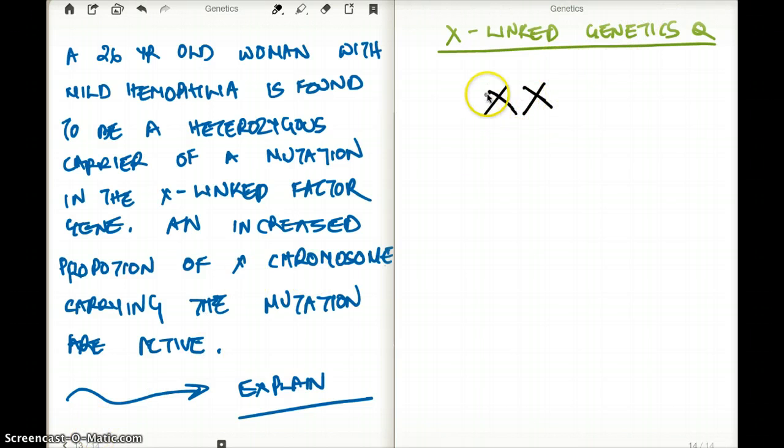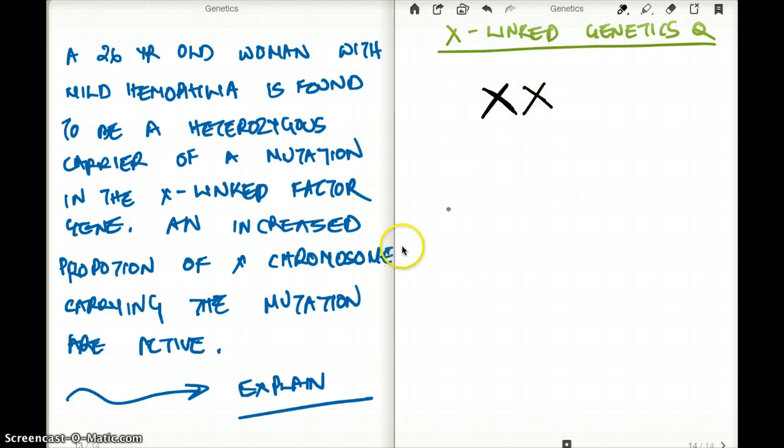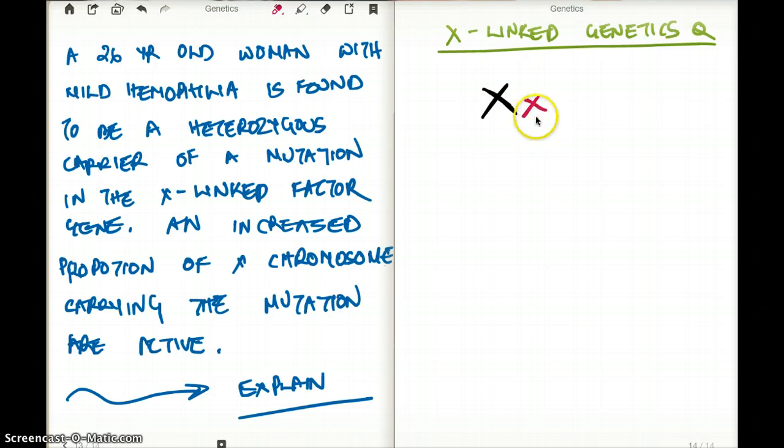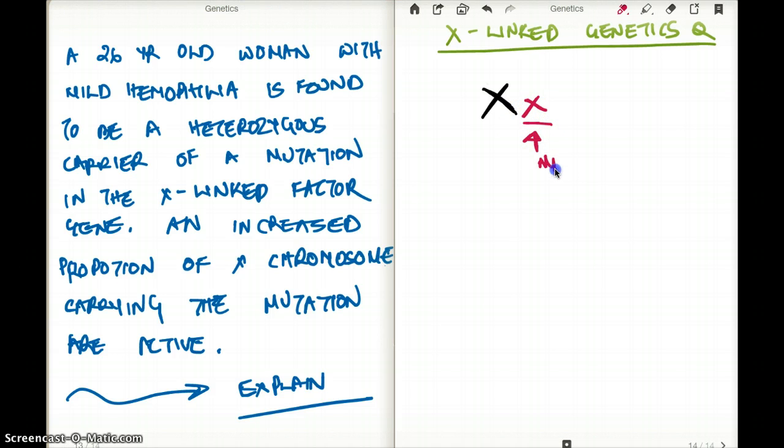So let's say the big X is going to be the normal one, and the small x is the diseased one. Okay, so again, a 26-year-old woman with mild hemophilia is found to have a heterozygous carrier of a mutation in the X-linked factor gene. An increased proportion of the X chromosome carrying the mutation are active. So we are seeing more and more of this one X being more active. Okay, and it's asking for why.